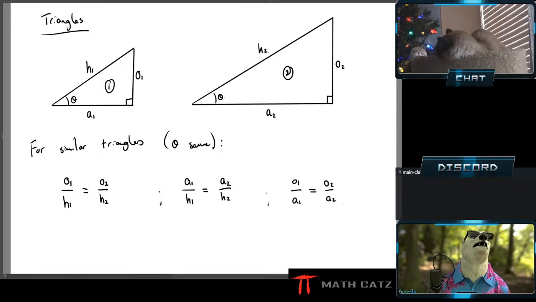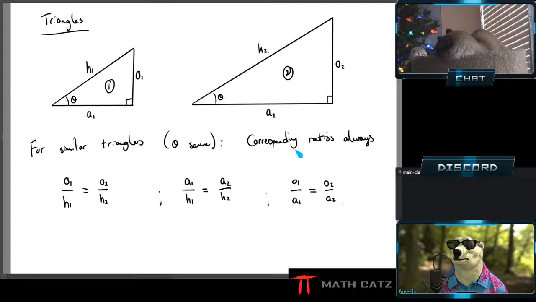Three different sets of ratios. They're always the same. So let's say here, corresponding ratios, always the same.